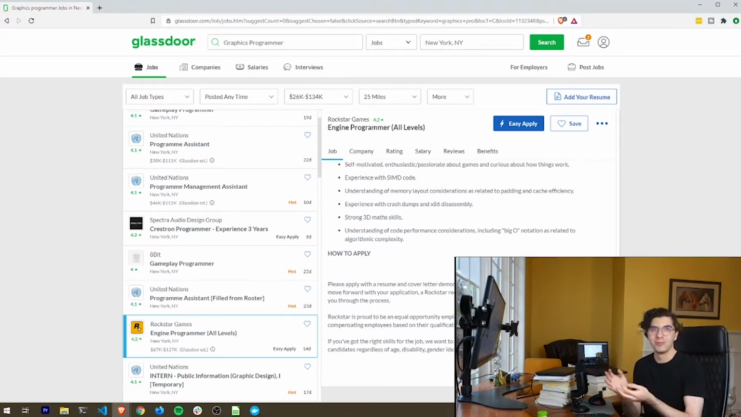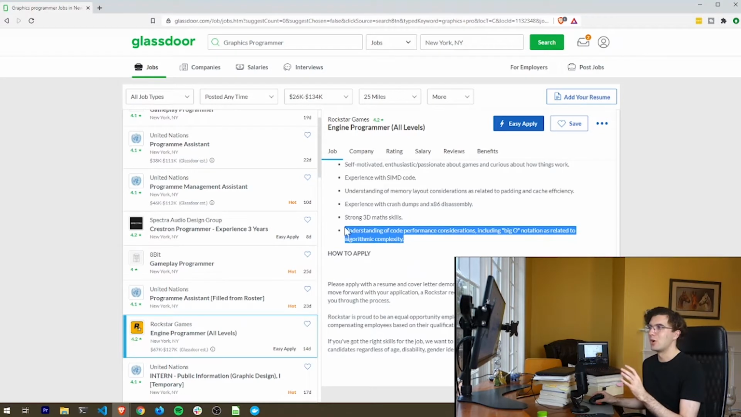Okay, so very low-level stuff, which makes sense for this role. Strong 3D math skills, so that makes a lot of sense. And then here they're talking about understanding of code performance. Obviously for a game engine, code performance is a little bit more important than, say, a React job or a front-end programming job or whatever.